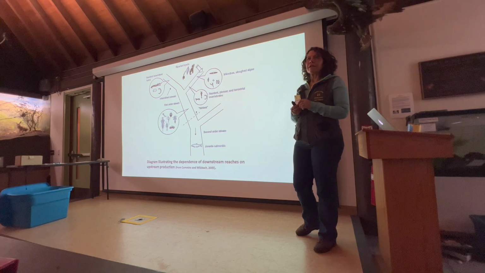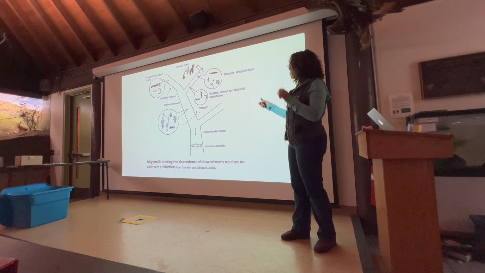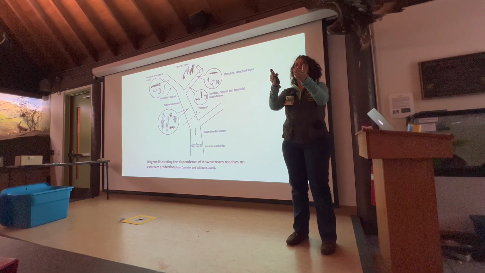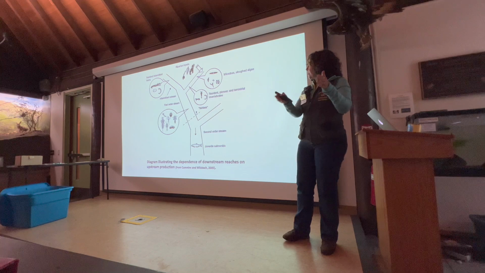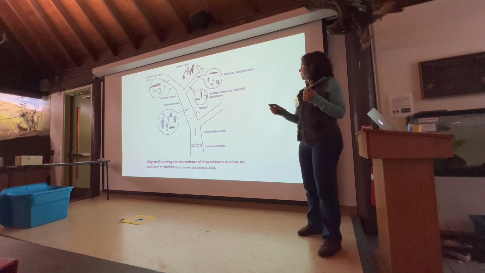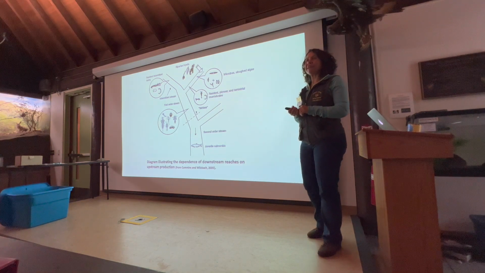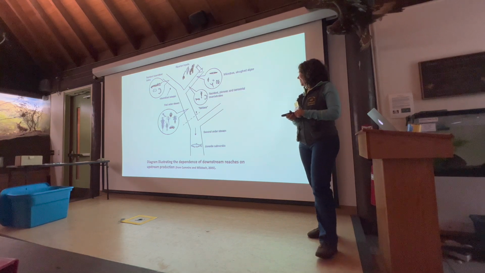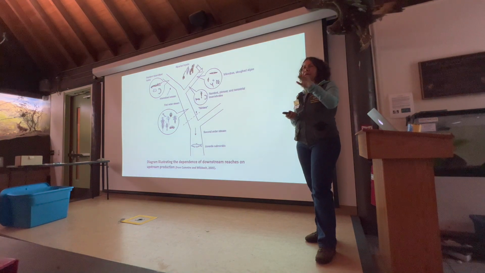Yes? Maybe you're going to talk about this, but what's a first order stream and a second order stream? First order stream is like where the stream first appears. And then as many of those come together, then it's a second order stream, it's bigger. And usually that's where there's water all the time and it has fish. Right. Is that a standard definition? There is, but I would have to look it up. Right. We can do that too. There is. So like a water agency or someone who does habitat delineation would know that.